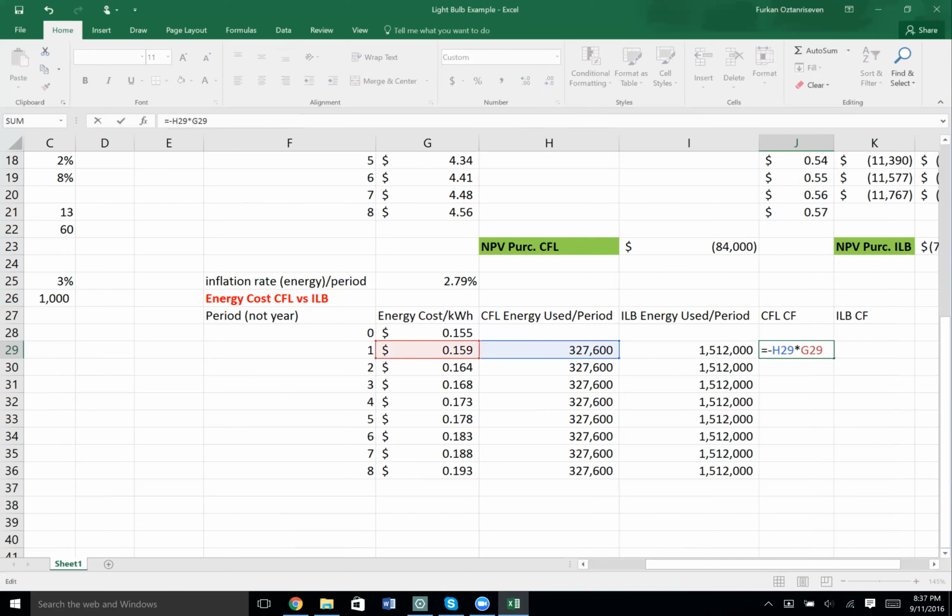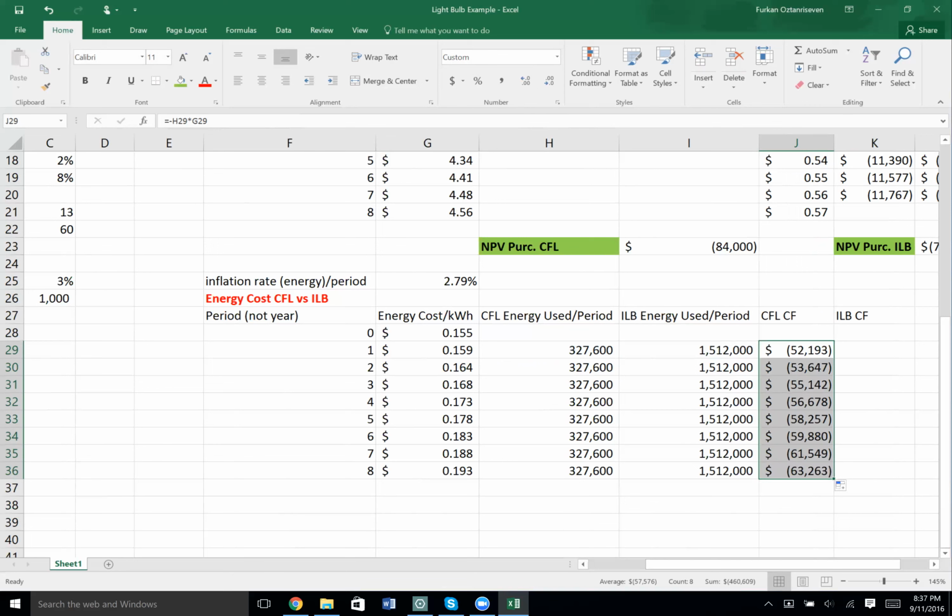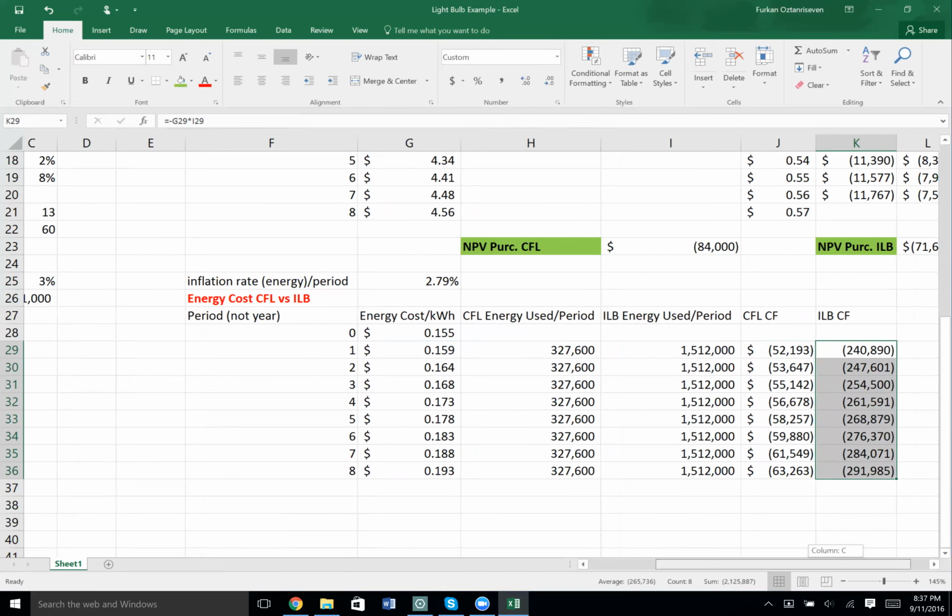I can just copy paste the formula. I will do the same thing for ILB. I know that energy cost is this much times I need this much energy. Again, I will put a minus sign in front of it to show cash outflow. And copy paste them. So again, these are not net present values. These are just cash flows.